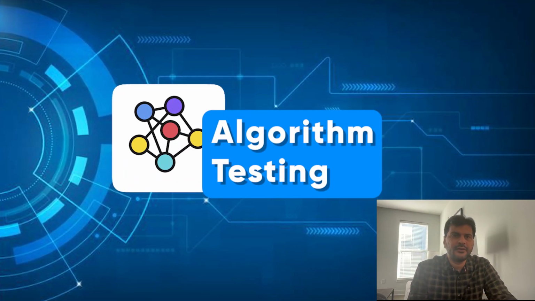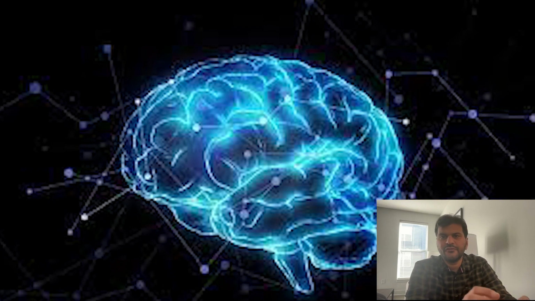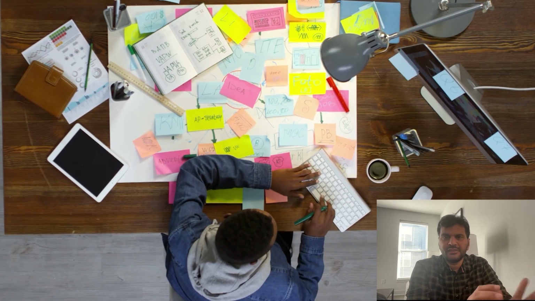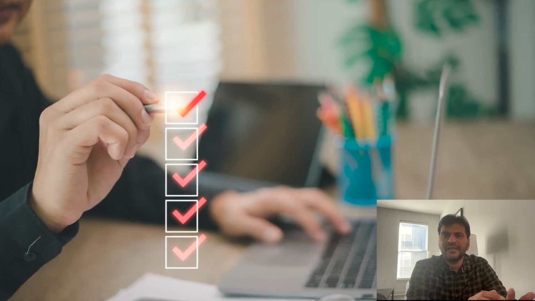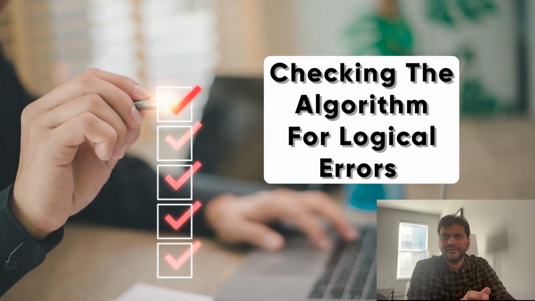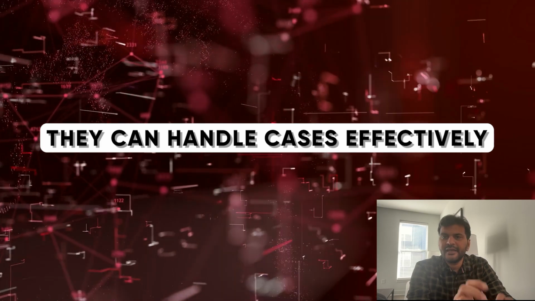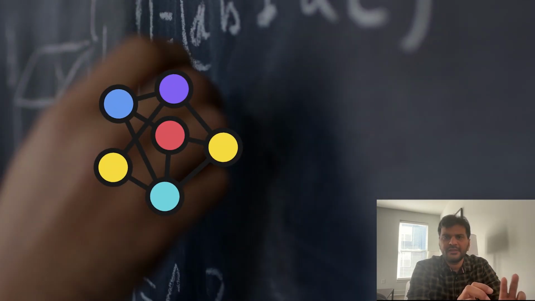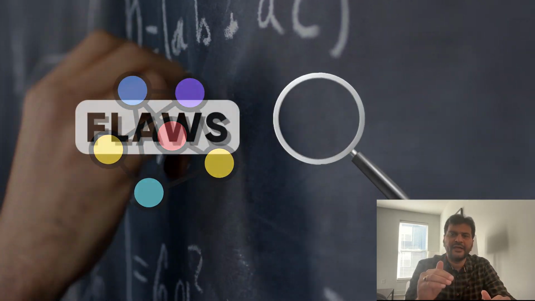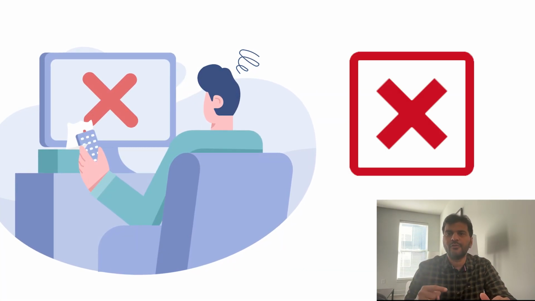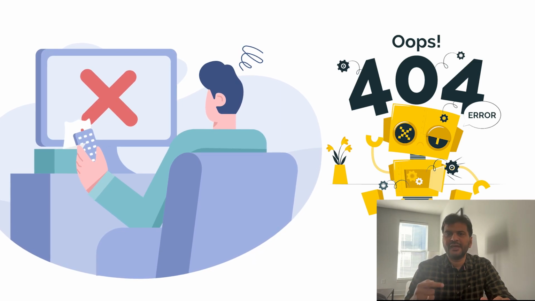The third thing is algorithm testing. Algorithm testing focuses on verifying the logic and functionality of the AI algorithms themselves. This means you have to check the algorithm for any logical errors, ensure that it performs as expected across a range of scenarios, and validate that it can handle edge cases effectively. Algorithm testing helps us identify any flaws in the implementation that can lead to incorrect outputs or erratic behavior of the AI system.